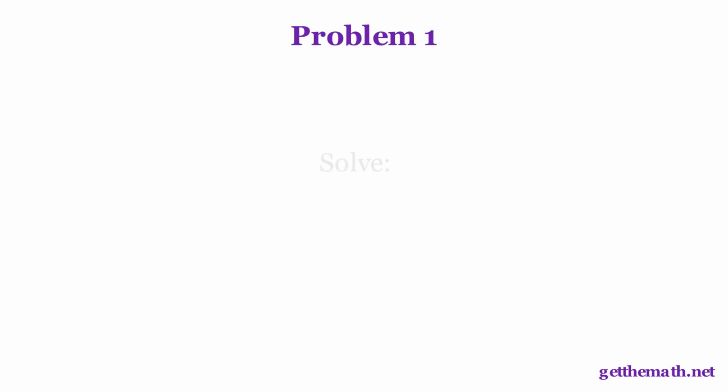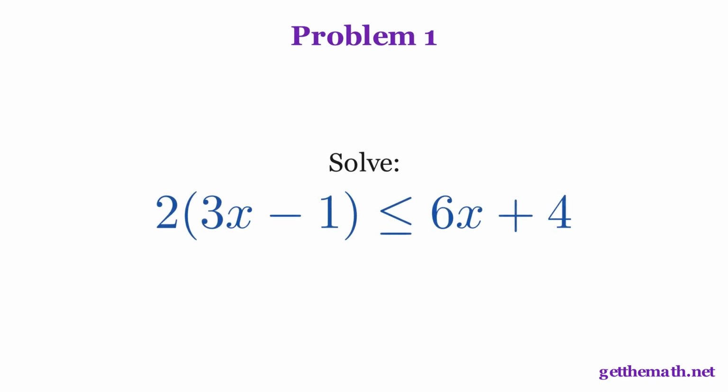Let's look at problem 1. Solve 2 times (3x minus 1) is less than or equal to 6x plus 4.